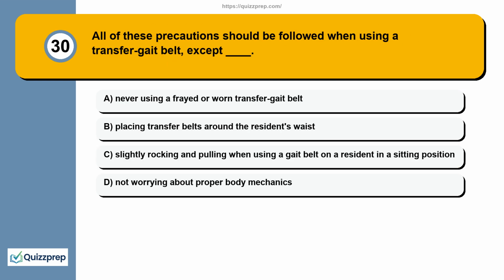Question 30. All of these precautions should be followed when using a transfer gait belt, except: Never using a frayed or worn transfer gait belt. Placing transfer belts around the resident's waist. Slightly rocking and pulling when using a gait belt on a resident in a sitting position. Not worrying about proper body mechanics.